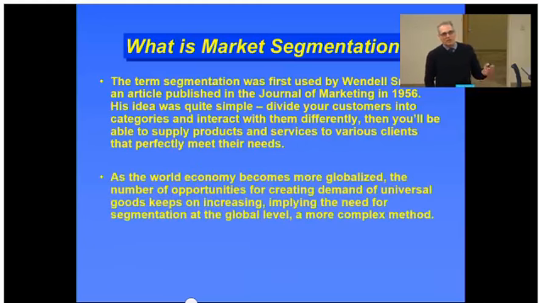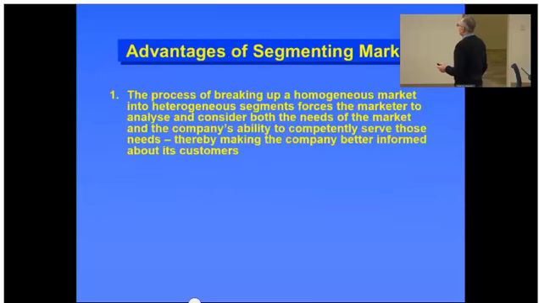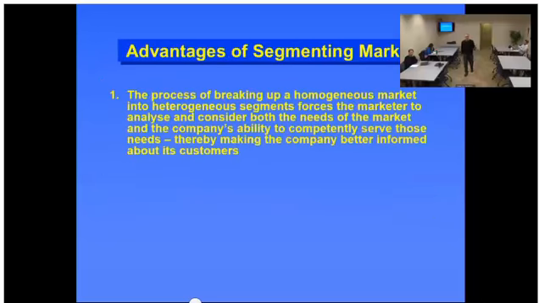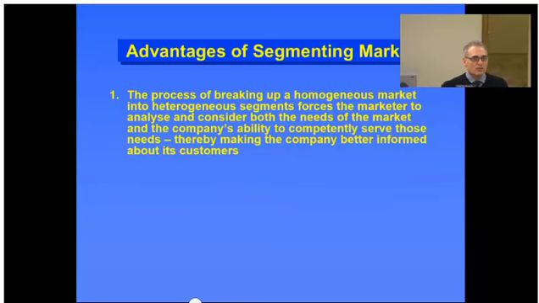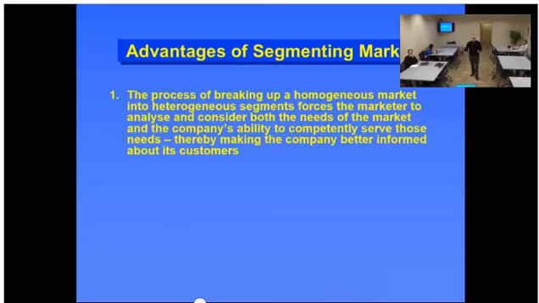Okay? As the world economy became more globalized, the number of opportunities for creating demand of universal goods keeps on increasing. Now we're applying segmentation on a global level, which is a more complex method. All right? Here are some advantages of segmenting. We want to break a homogeneous market into heterogeneous segments. It allows or forces the marketer to analyze and consider both the needs of the market and the company's ability to deliver or competently serve those needs. So we're better informed about our customers, and we're better at giving our customers what they need.